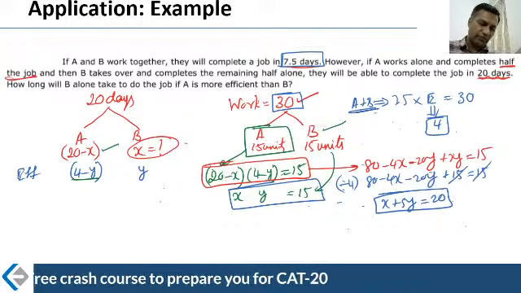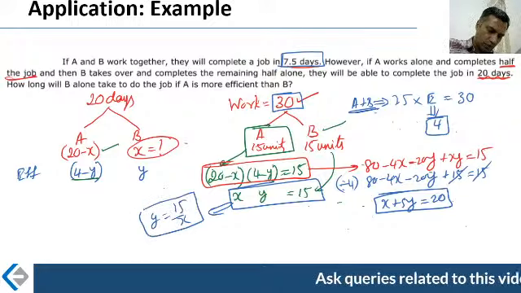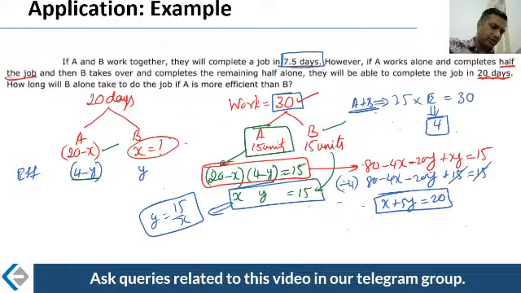But how do I get the value of x from here? Again use this. What is the value of y? Y is equal to 15 by x. Substitute in this. Therefore x plus 5 times 15 by x is equal to 20. This becomes quadratic.